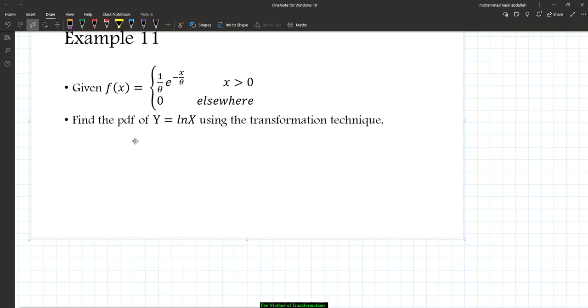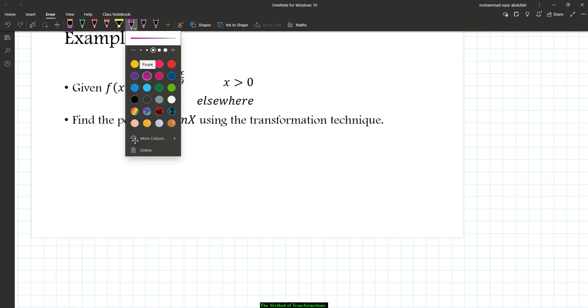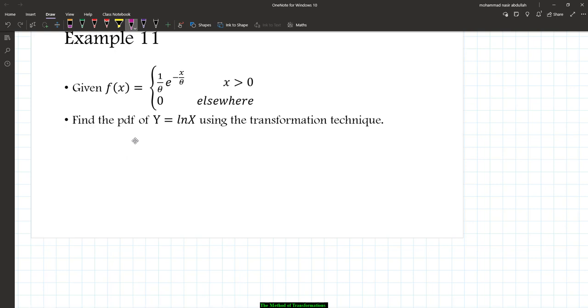So given f(x) is equal to 1 over theta exponential negative x over theta. So this looks like an exponential PDF, right? So x is more than 0. Okay. So now find the new PDF of y equal to ln x using a transformation technique.